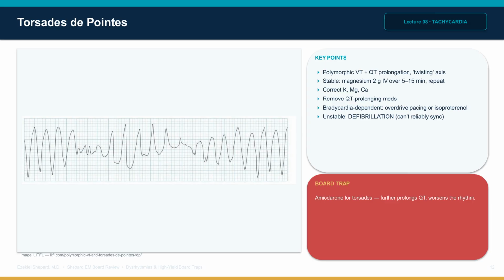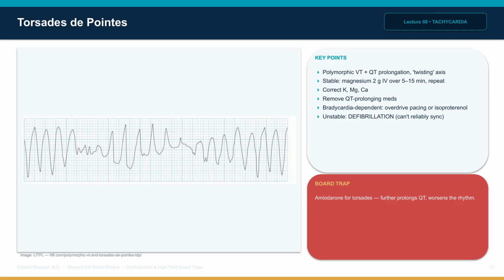Magnesium sulfate 2 grams intravenously over 5 to 15 minutes. Repeat as needed. Correct hypokalemia and hypomagnesemia. Stop QT prolonging medications. Overdrive pacing or isoproterenol helps bradycardia-dependent cases. Unstable polymorphic VT gets defibrillation, not synchronized cardioversion. The rhythm is too irregular to synchronize.